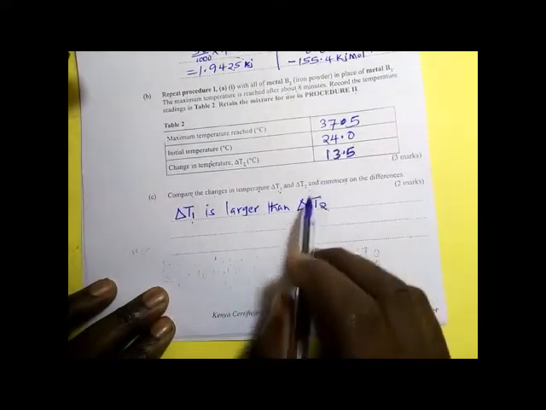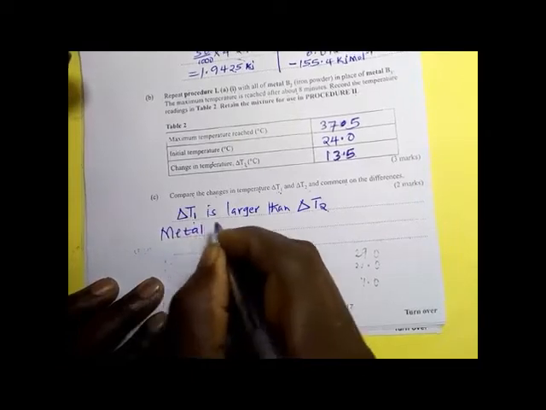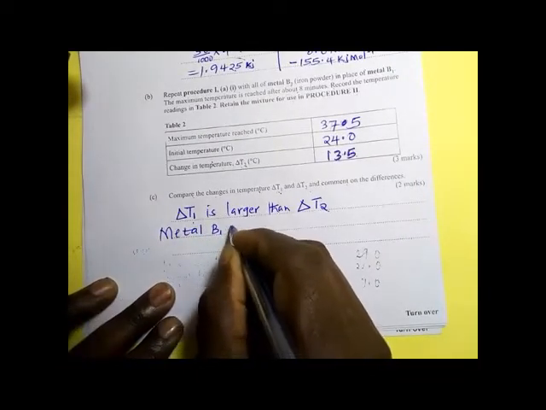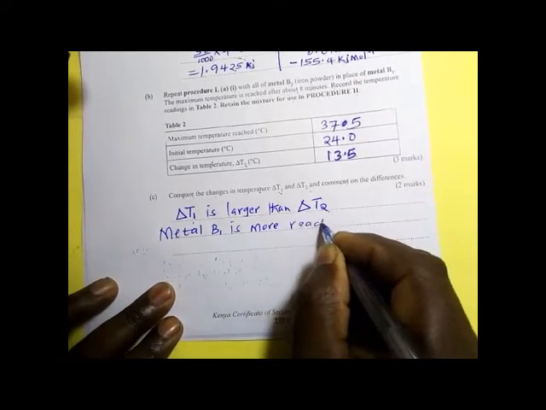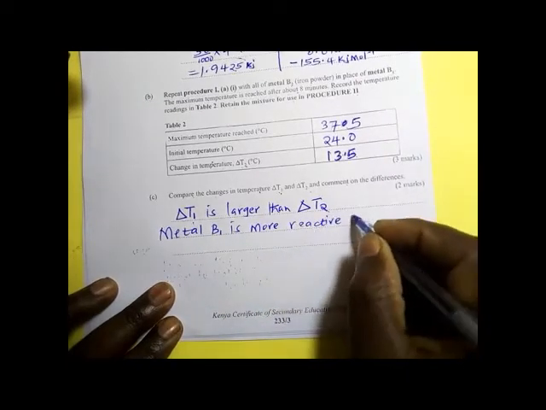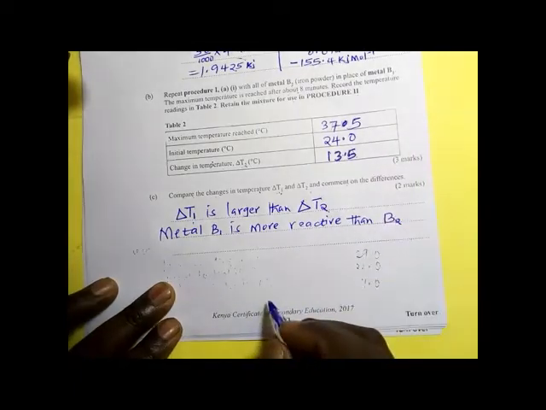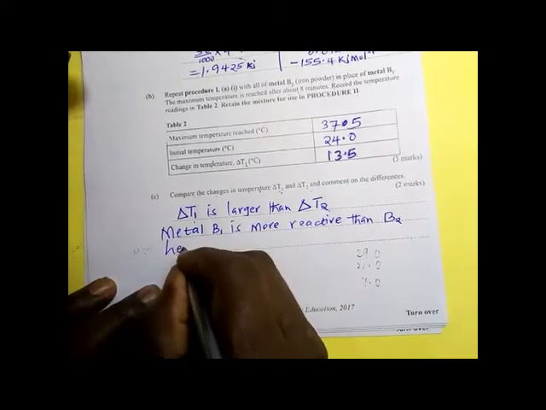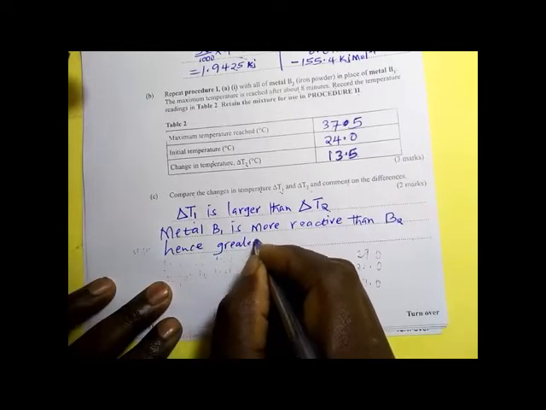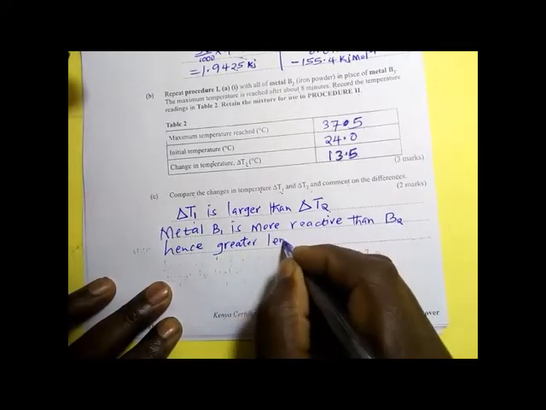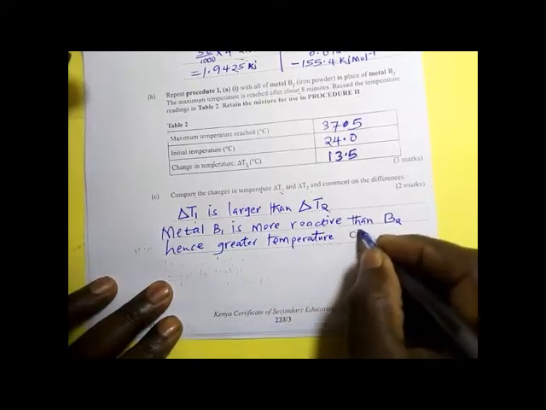Now, what are you going to comment? We are going to comment that metal B1 is more reactive than metal B2, hence greater temperature change.